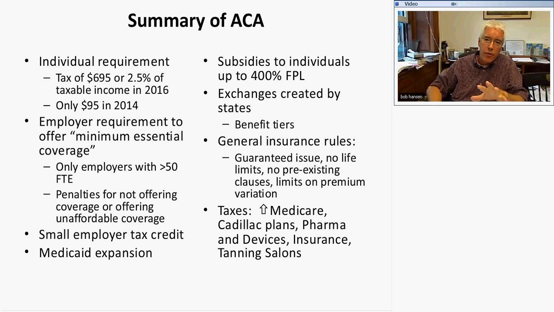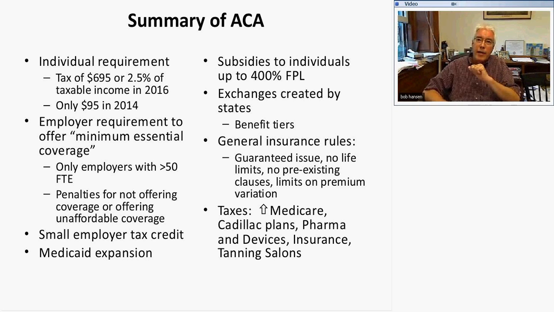There's a bunch of rules on general health insurance. You guarantee issue, you cannot turn people down. There's no pre-existing clauses. There's no lifetime limits. Limits on how much you can vary the premiums for health insurance and on what basis. You can only vary the premiums on the basis of age, family status, state living, and whether you smoke or not. Tax, lots of taxes in this act, of course.